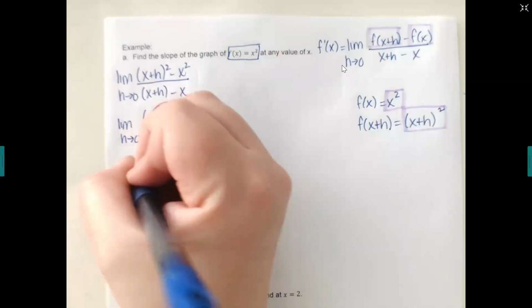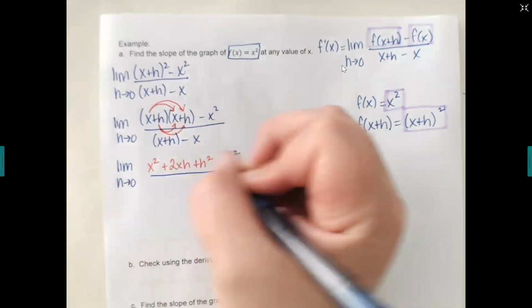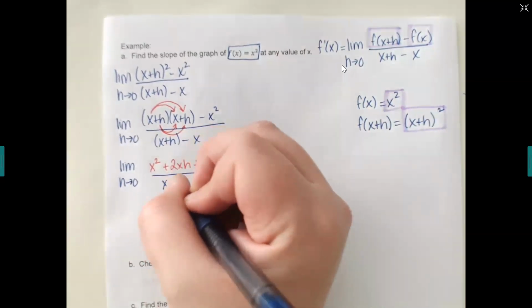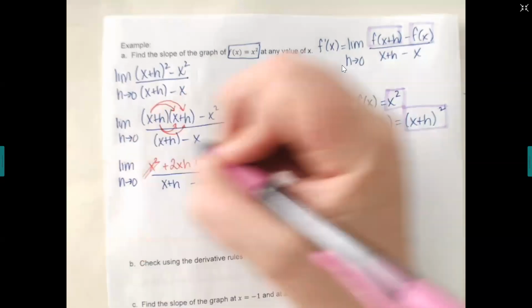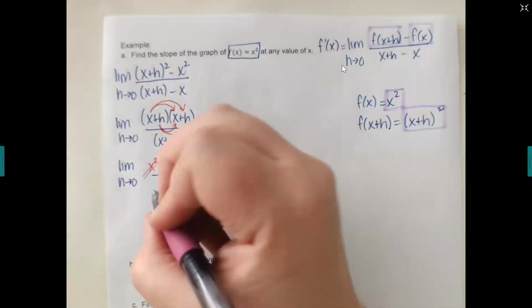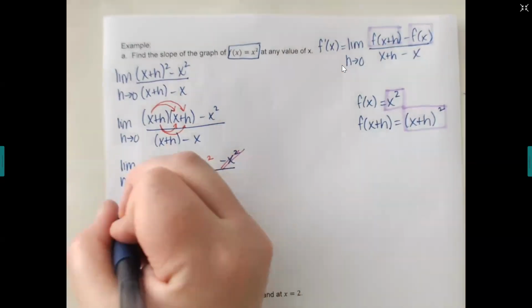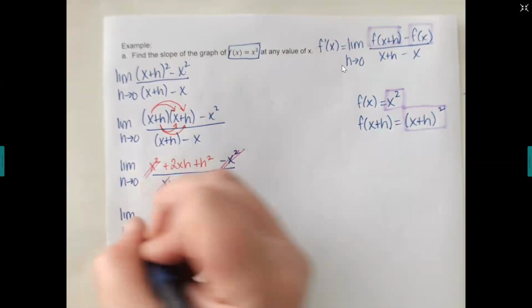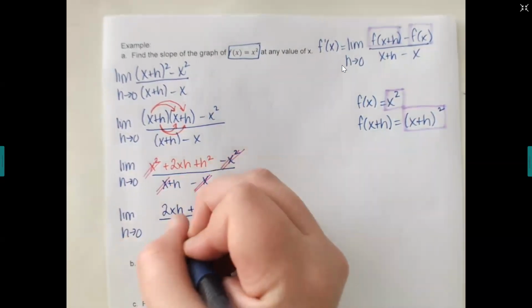We still have our limit in the front. We still have our minus x squared in back. And our denominator hasn't changed except that I'm going to drop the parentheses so that I can look for anything that's going to cross out. Across the top, we should notice that we have an x squared and a negative x squared. Those can eliminate. Across the bottom, we have an x and a negative x, which leaves me with the formula, the limit as h approaches 0 of 2xh plus h squared over h.